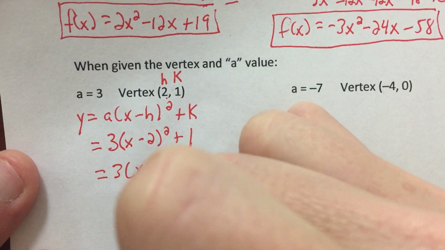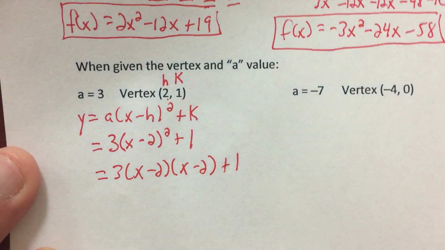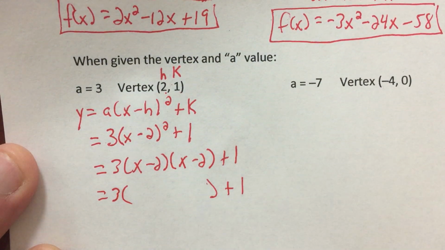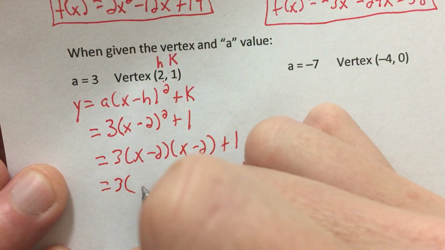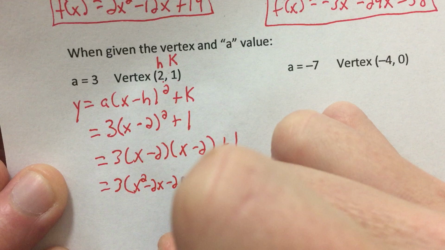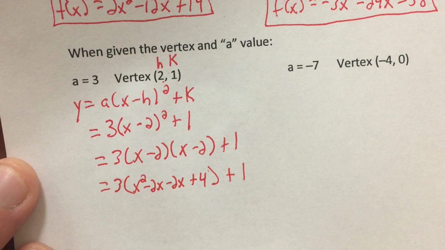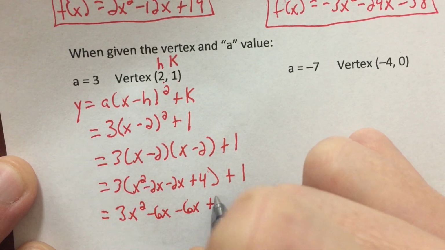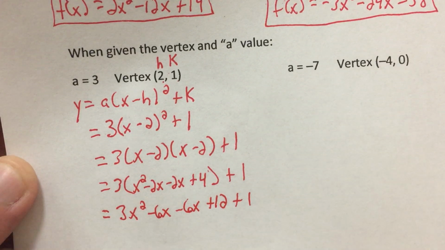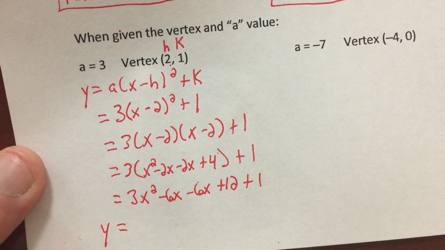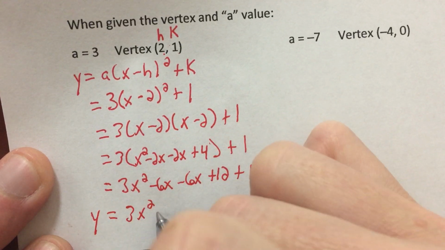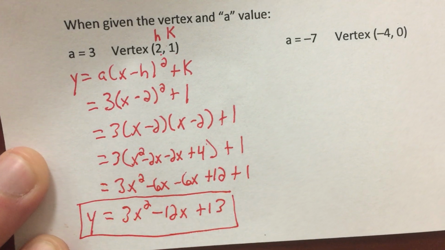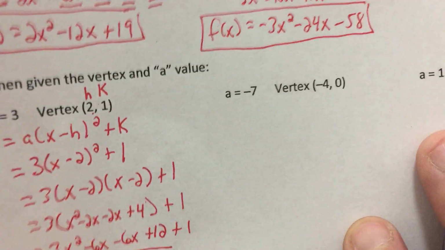Now we're going to translate just like we did before. The x minus 2 gets written out twice. We're going to multiply x minus 2 times x minus 2, which would be x squared minus 2x minus 2x plus 4. We're going to distribute the 3, so we have 3x squared minus 6x minus 6x plus 12, and drop down the plus 1. And finally, we are going to combine our like terms. So we end up with 3x squared minus 12x plus 13 in this situation.